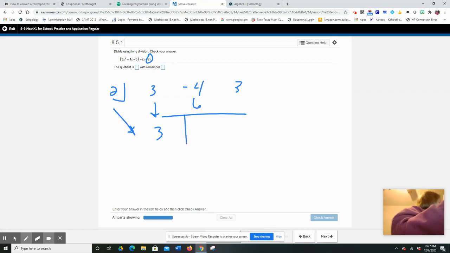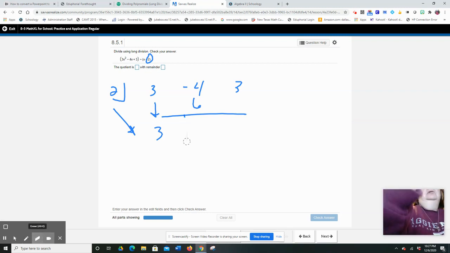Add. I don't know why I drew that line there. Let's see if I can erase it. My little dog is behind me, kind of acting weird, but okay.